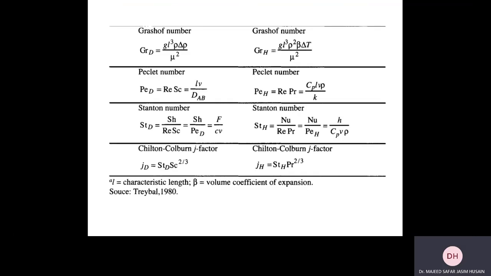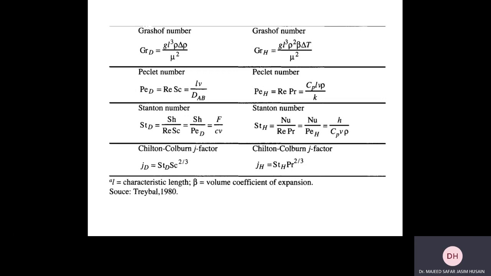You also have some other numbers like the Grashof number. The Grashof number for heat, Gr_H, is equal to g, gravitational acceleration, multiplied by other parameters like L, rho, beta, which is the volume coefficient of expansion, multiplied by delta T, divided by viscosity squared. And you can also have a Grashof number for mass transfer.